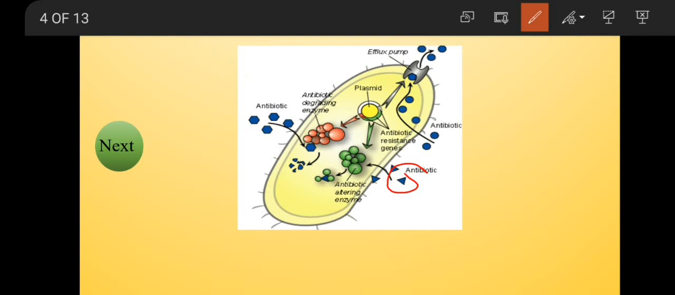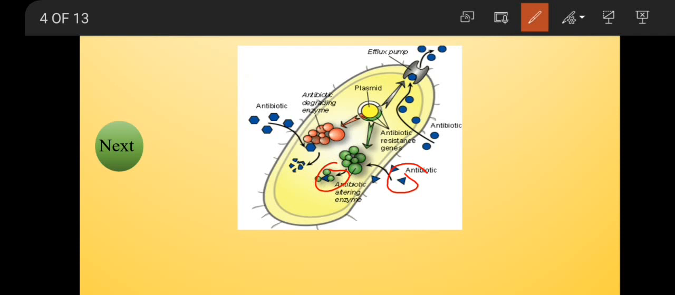What these enzymes would do, they would just alter the shape of the antibiotics, or they would just start to bind these antibiotics, and these antibiotics will no more be able to work because all their binding sites have been occupied. They cannot bind to any other structure. They cannot degrade the microorganism.